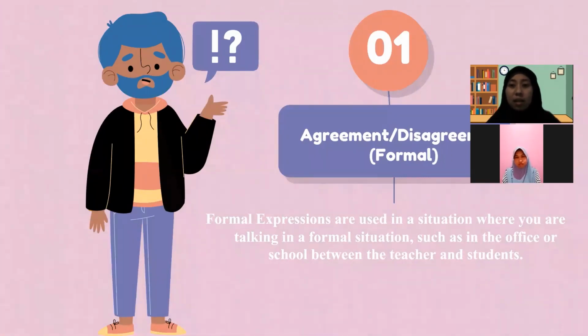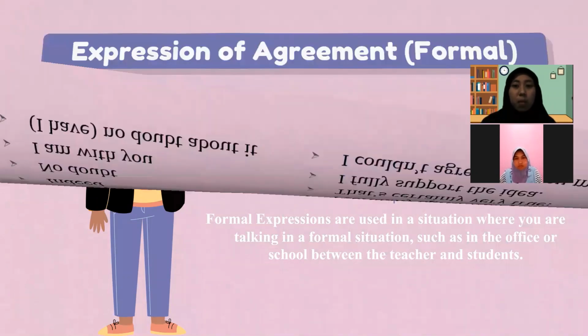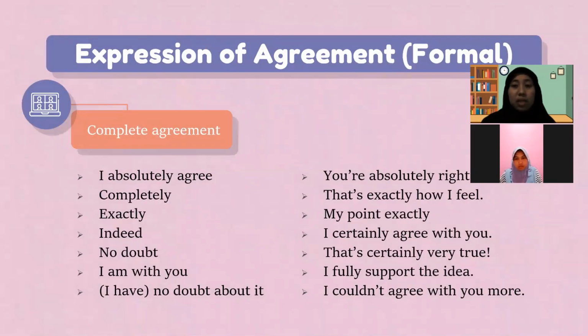So here I note a little definition of formal expression. So formal expression are used in a situation where you are talking in a formal situation, such as in an office, a school between the teacher and student, like I said before. So let's see some example of the phrases that we can use in formal agreement context. So first we got absolutely agree, completely, exactly, indeed, no doubt, and so much more.